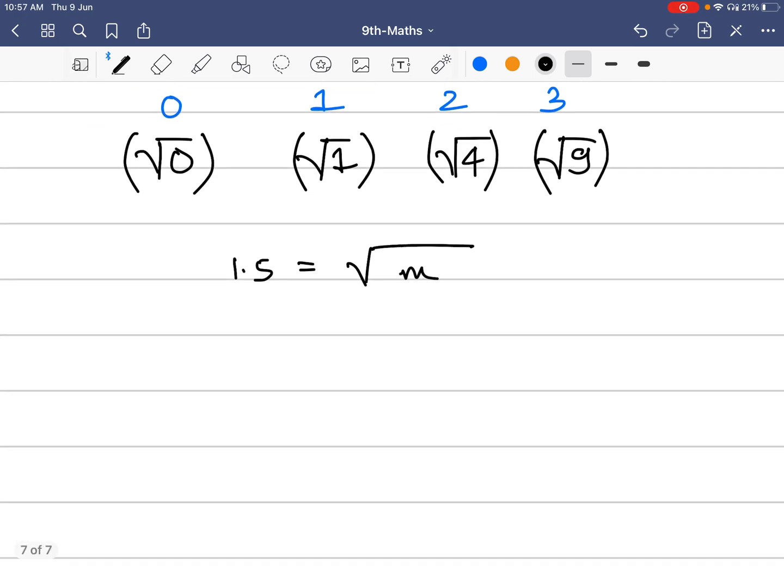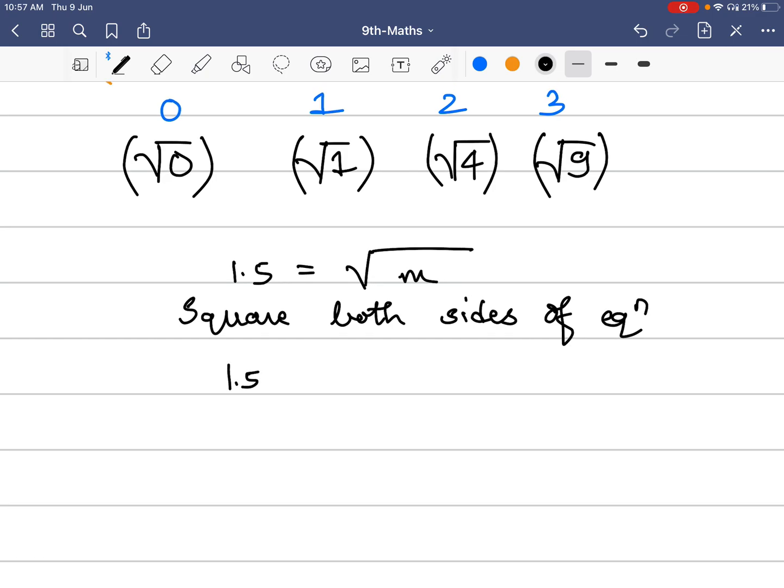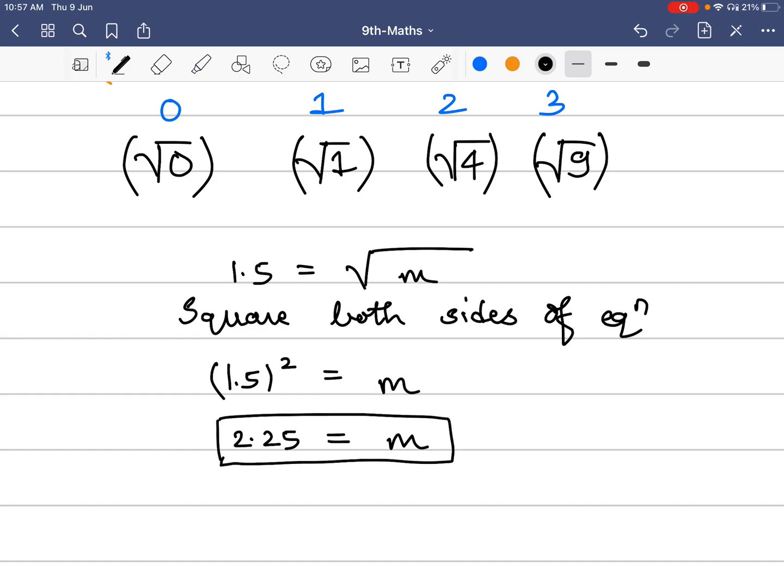Now what I'm going to do is square both the sides of my equation. So this is going to be 1.5 square is equal to m. So 1.5 square is 2.25, which is equal to m. So m becomes equal to 2.25.